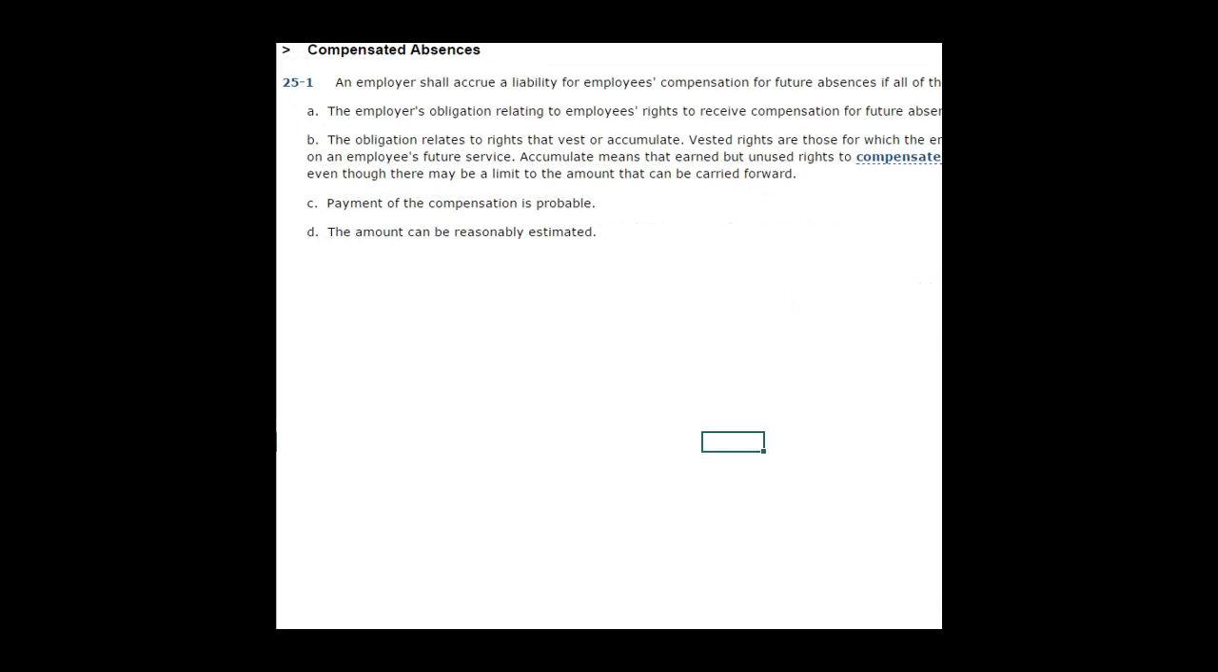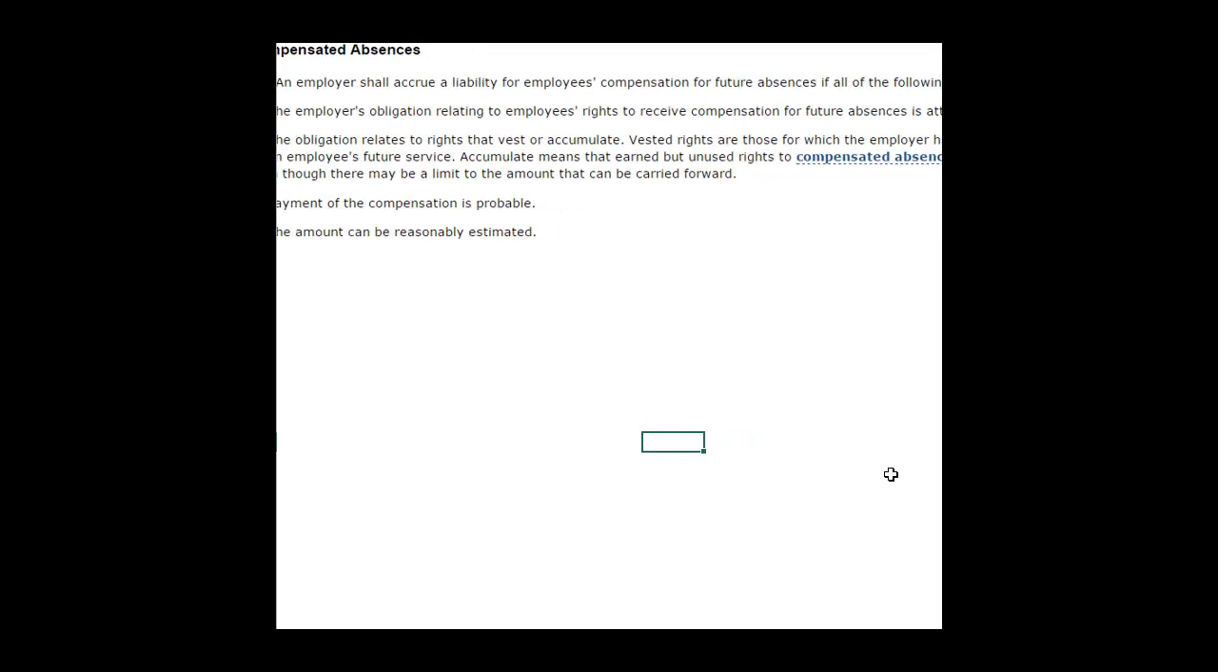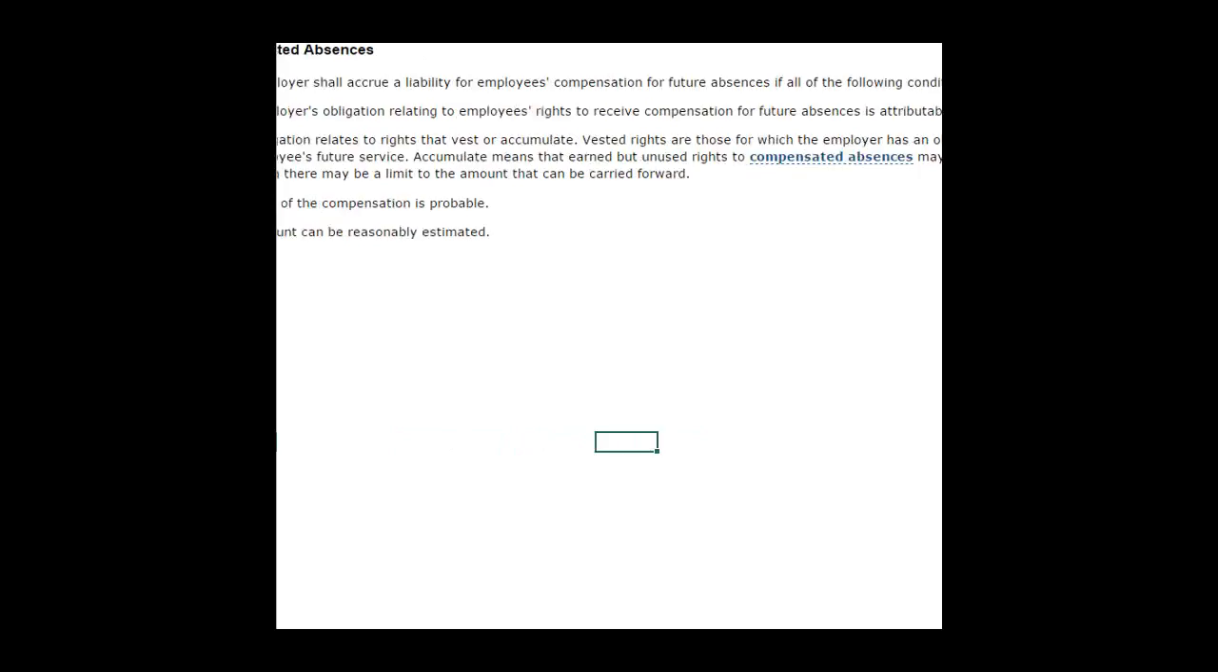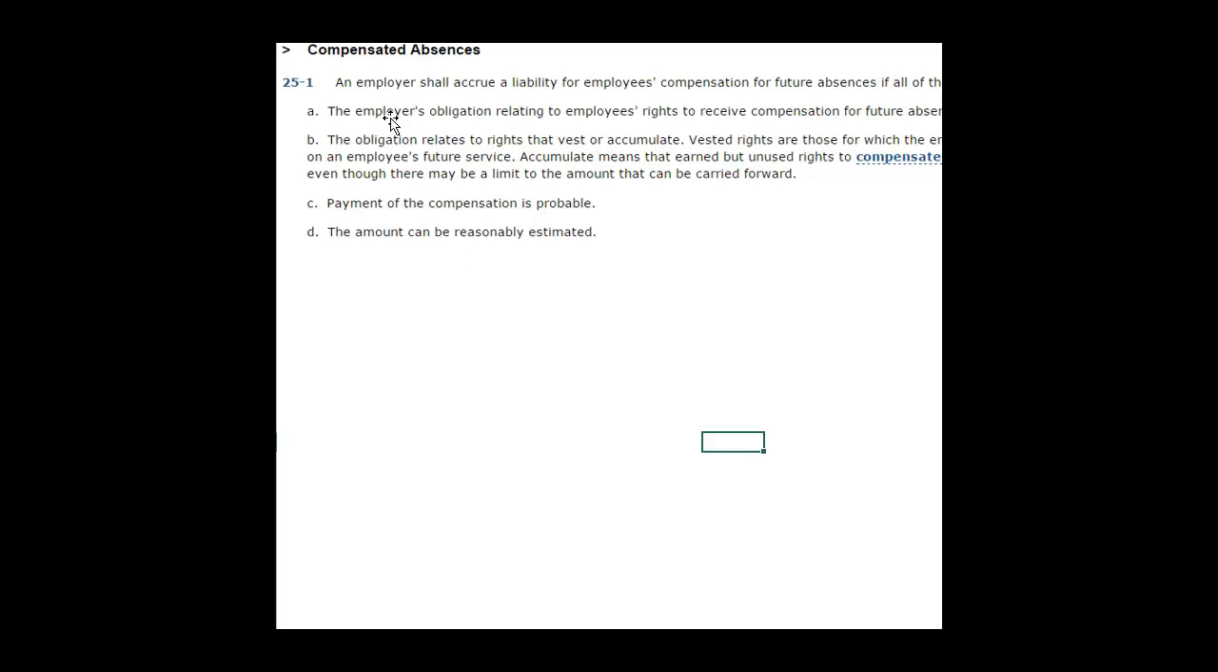So before we walk through how to calculate this, I want to just show you what the codification has to say about compensated absences, and this matches exactly what the book has to say. I know it's not all on the screen here, but I'll scroll over shortly. But it says that we should accrue a liability for their compensation if all of the following criteria are met. So we have to meet all four of these criteria, A, B, C, and D.